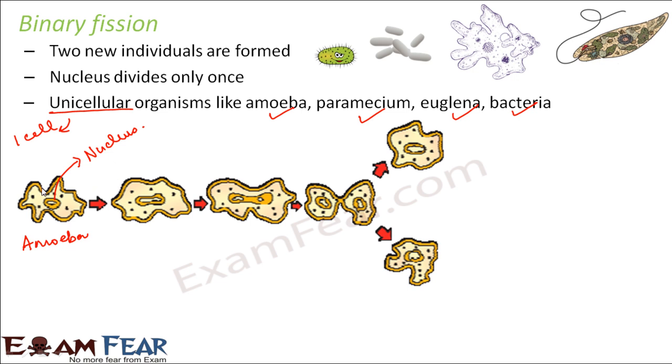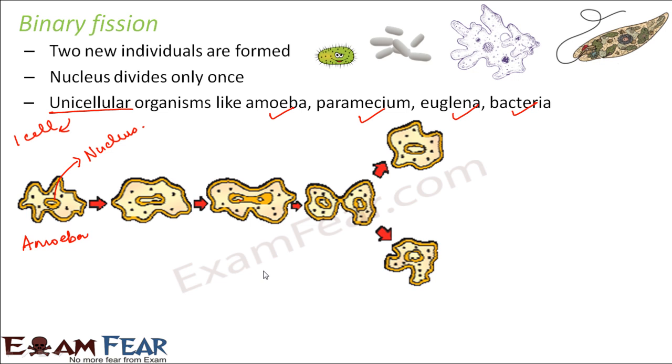Now during binary fission, this nucleus kind of elongates, it expands. And then gradually it divides into two halves. You see here, it was one here. In the next step, it just got expanded. And in the third step, it is almost going far apart. And then it got divided into two.